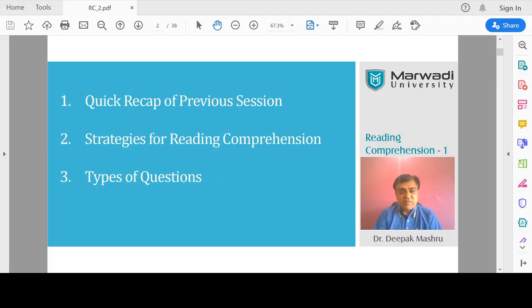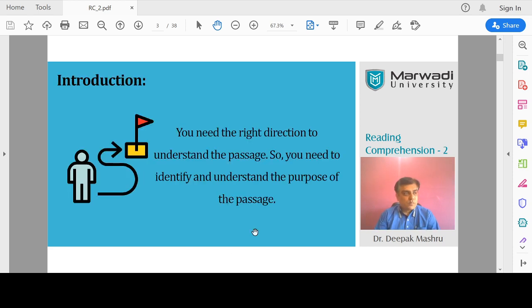Today we are going to talk about two things, right? Number one, strategies for reading comprehension, and types of questions. Before that, we will recap the previous session, what we did in the last session, so that it is complete for our reference, right? Okay, so we start with the recap of what we did in the previous session.